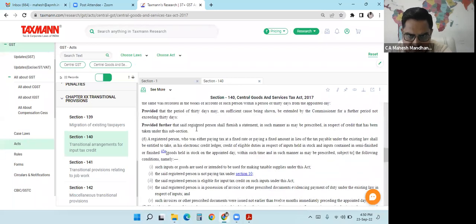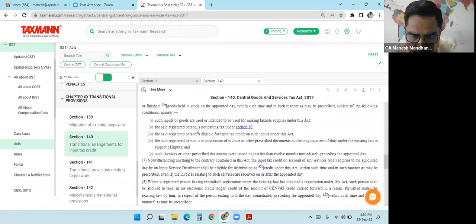And section 140 subsection 6 is basically meant for those persons who were neither covered under central excise nor covered under, just a minute.